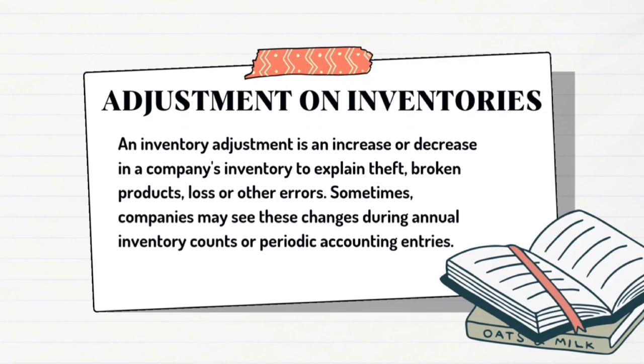Adjustment on inventories. It is the fifth one. An inventory adjustment is an increase or decrease in a company's inventory to explain theft, broken products, loss, or other errors. Sometimes companies may see these changes during annual inventory counts or periodic accounting entries.